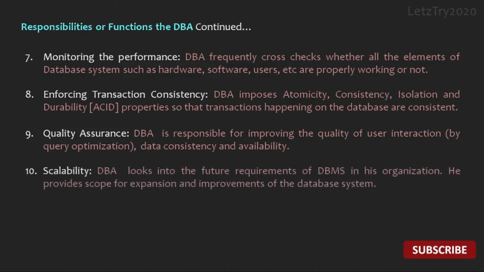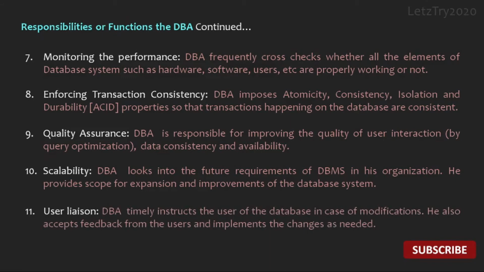Scalability. The DBA looks into the future requirements of the DBMS in his organization. He provides scope for expansion and improvements of the database system. User liaison. The DBA timely instructs the users of the database in case of modifications. He also accepts feedback from the users and implements the changes as needed.